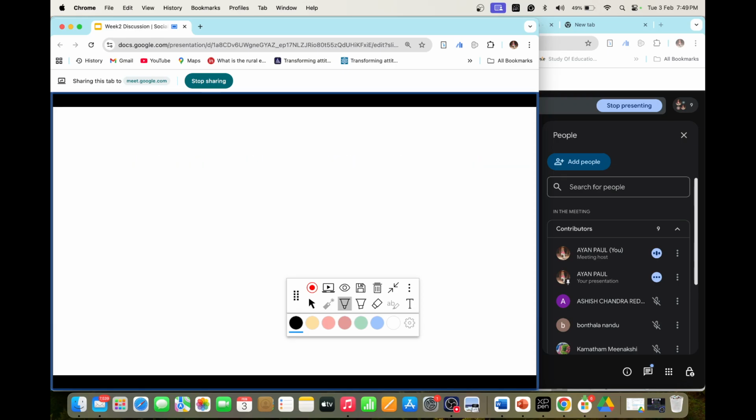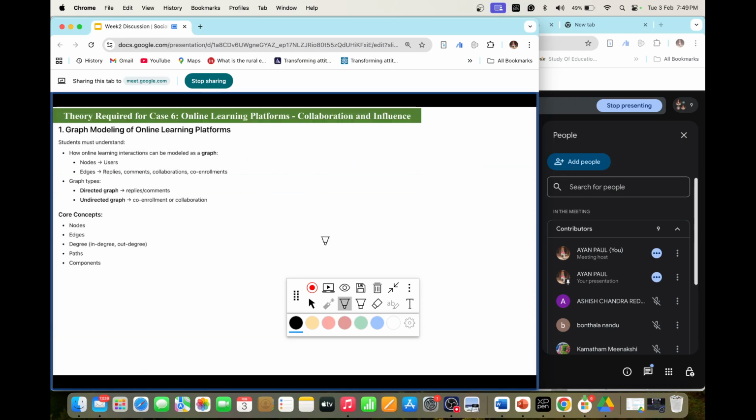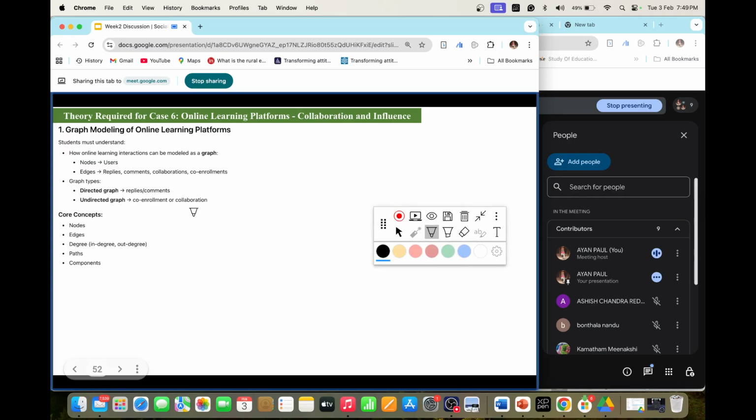The theory that is required: the graph model of an online learning platform. Nodes are users, and edges are replies, comments, collaboration, etc. Graph types: a directed graph for replies and comments, and an undirected graph for co-enrollment or collaboration.